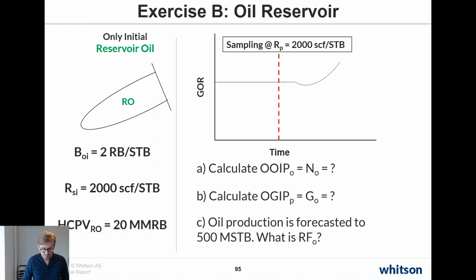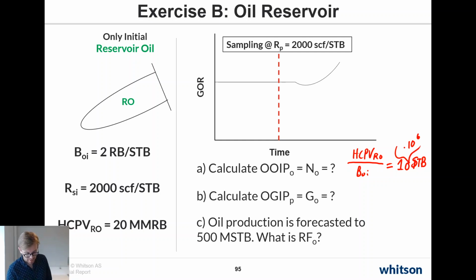solve this exercise. Very, very simply, the original oil in place, as we saw per definition, is just given as the hydrocarbon pore volume from reservoir oil divided by BOI, which in this case gives us 10 million, so 10 to the 6th stock tank barrels, right?